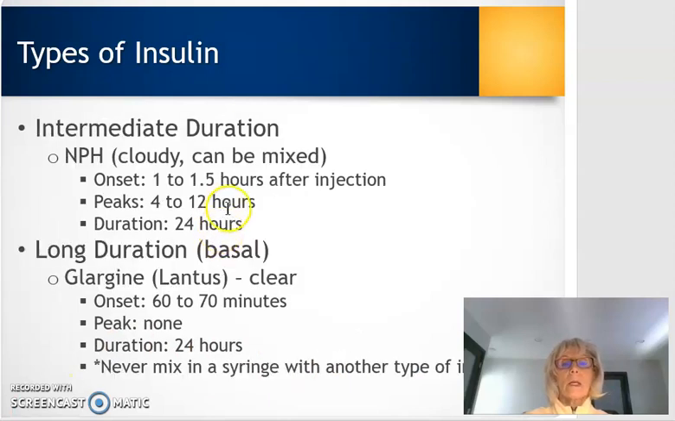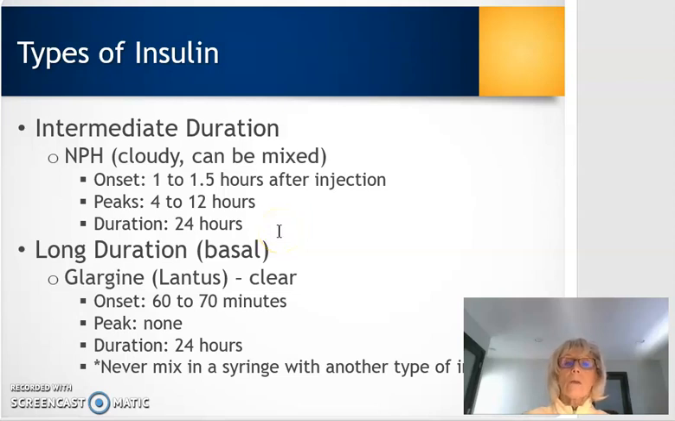So let's look at a next type. The next one is what we call intermediate duration. This is NPH. The unique thing about NPH, if you take a look at the vial, it's cloudy. And you can see here that the onset of action is delayed. It's an hour and a half after injection. So that helps to maintain a glucose level past the mealtime and into the rest of the day. It peaks within 4 to 12 hours. And again, it can last up to 24 hours. So this can be combined with regular insulin to provide 24-hour coverage.